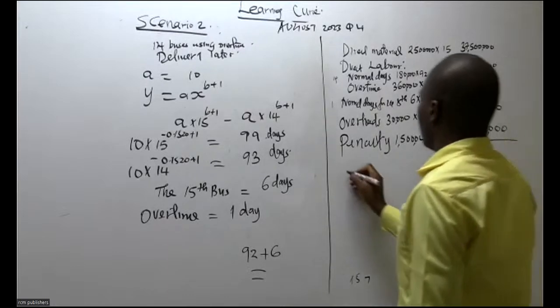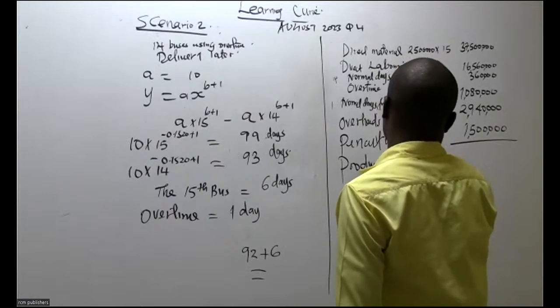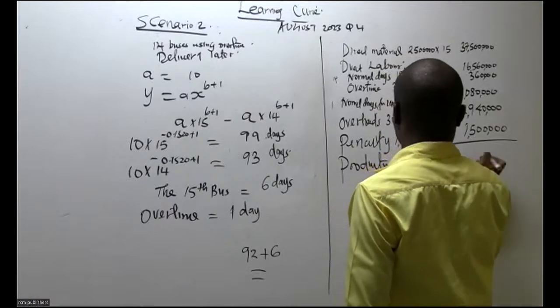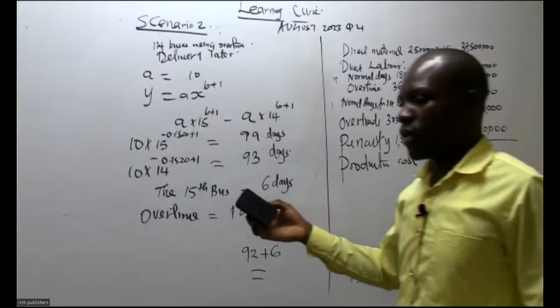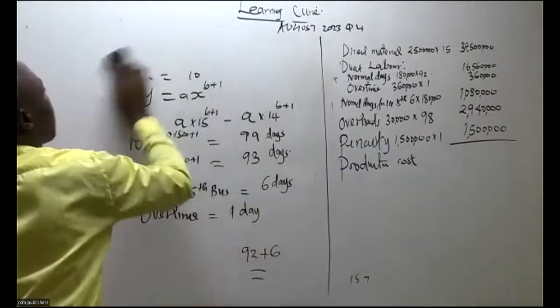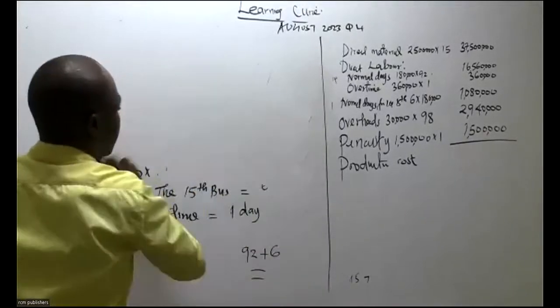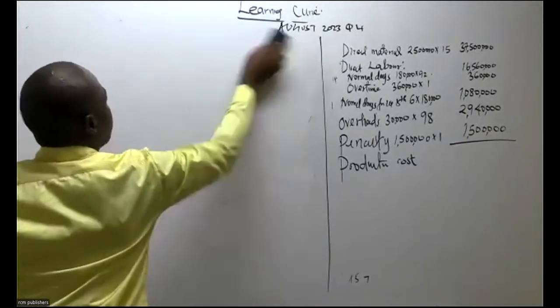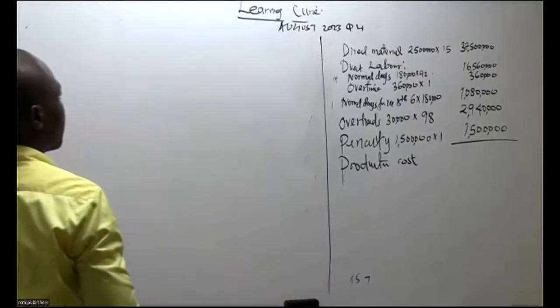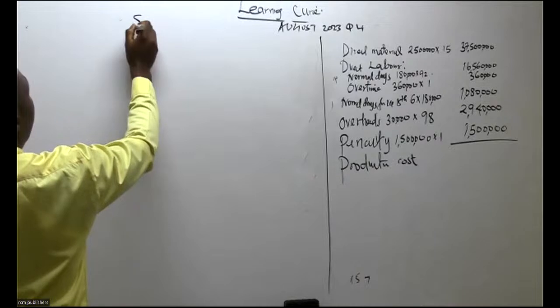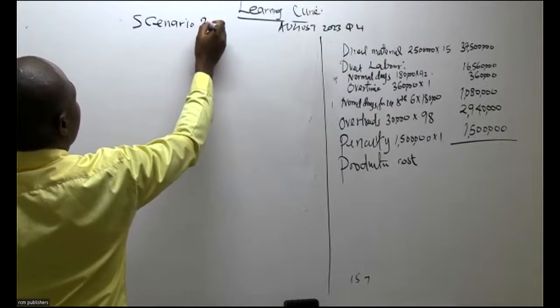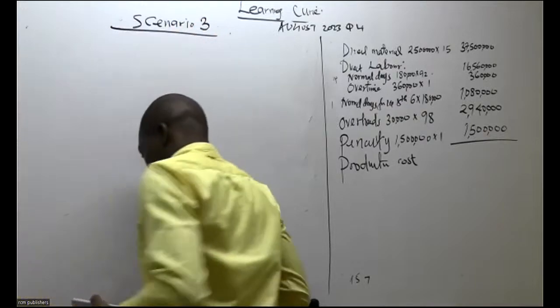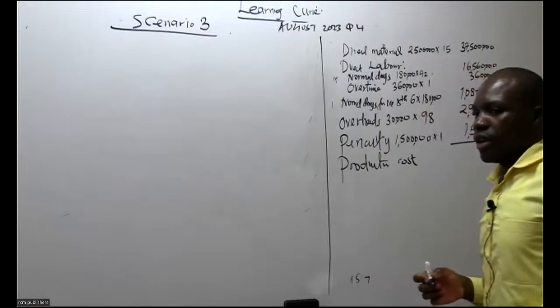If you add everything, you should be able to get production cost. Tunakuwa na ngapi? Ongeza kila kitu under scenario 2. Then we get to scenario number 3. Ongeza kila kitu.